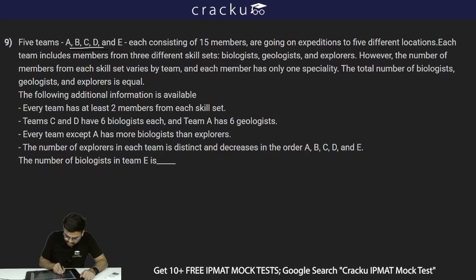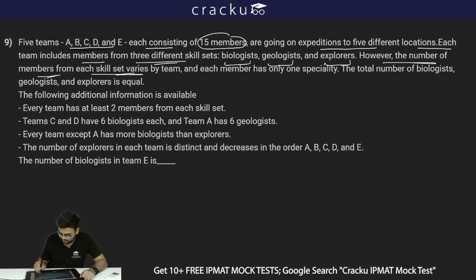5 teams A, B, C, D, E, each consisting of 15 members, are going on expeditions to 5 different locations. Each team includes members from 3 different skill sets, which are biologists, geologists and explorers. However, the number of members from each skill set varies by team, and each member has only one specialty. The total number of biologists, geologists and explorers is equal.